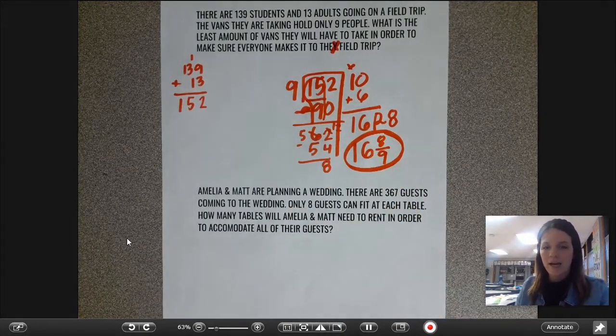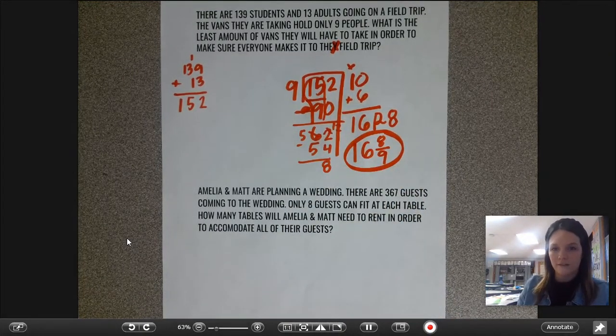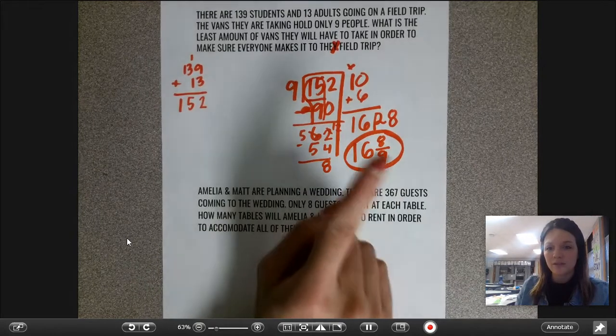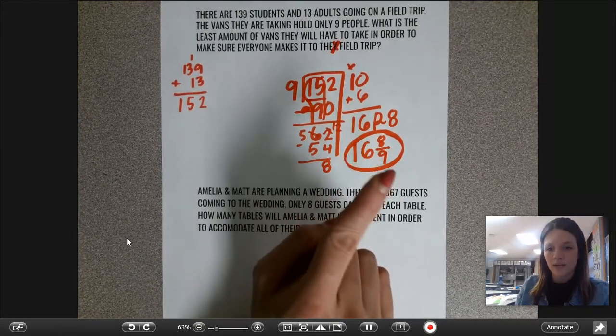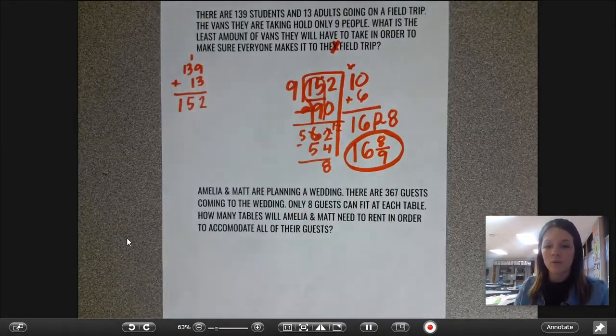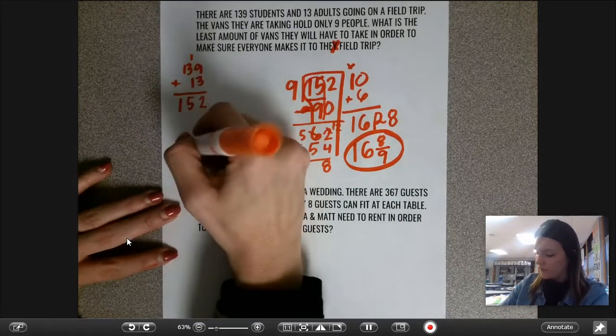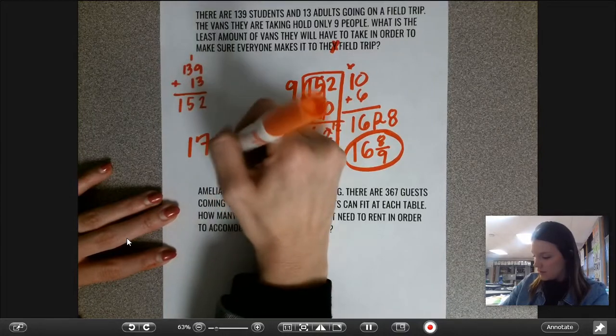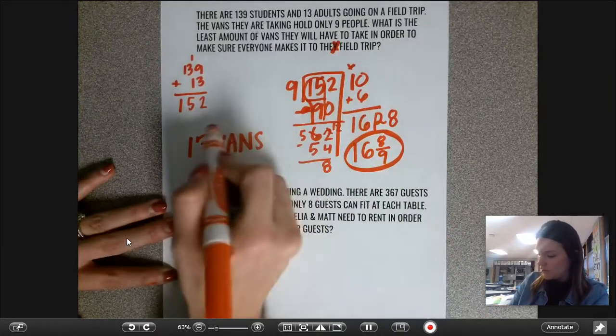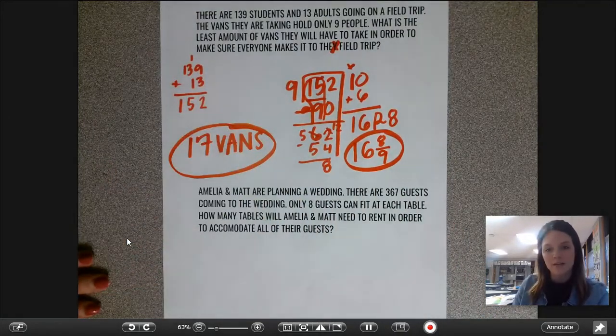So think about how many more people I could invite to the field trip in order to fill that last bus. And that's why writing this fraction like this helps, because you can see I only need 1 more ninth to equal a whole. So if I invite 1 more person, then that last 17th van will be full. But either way, whether I invite 152 or 153 people, I'm going to need 17 vans because I'm not going to leave those 8 people behind.